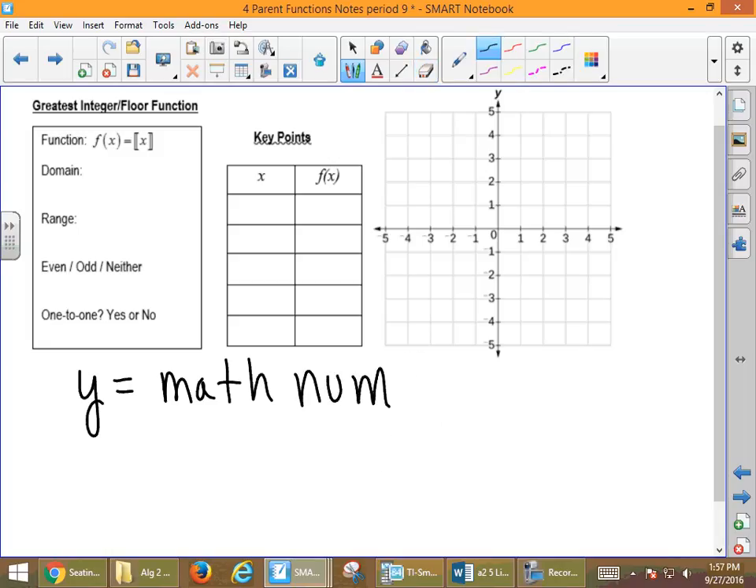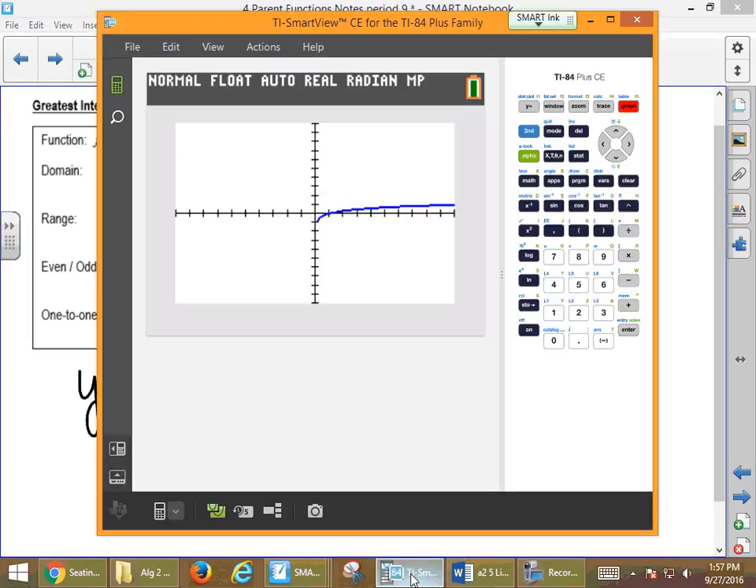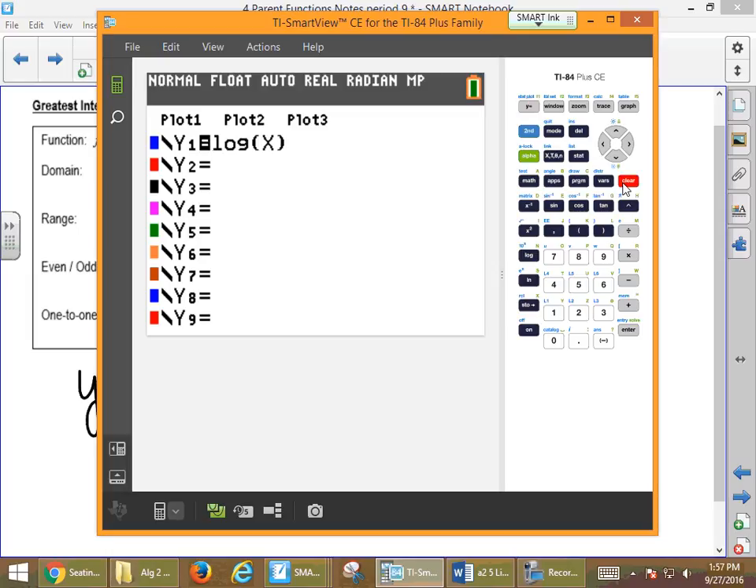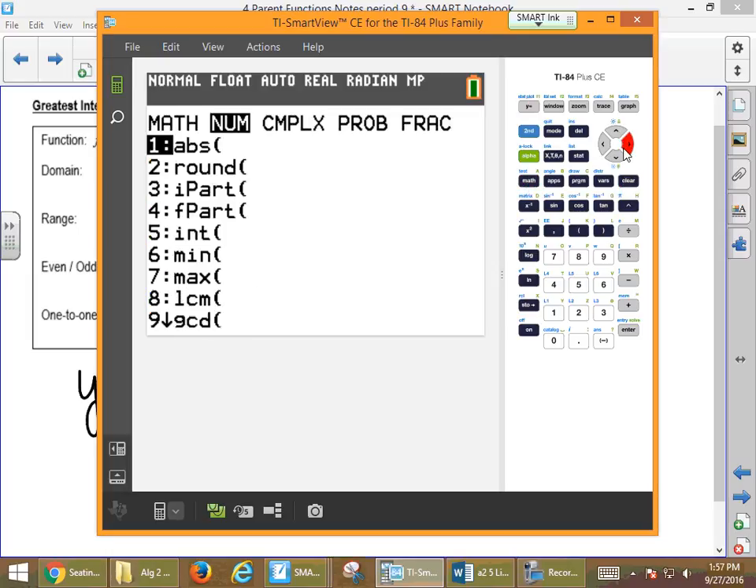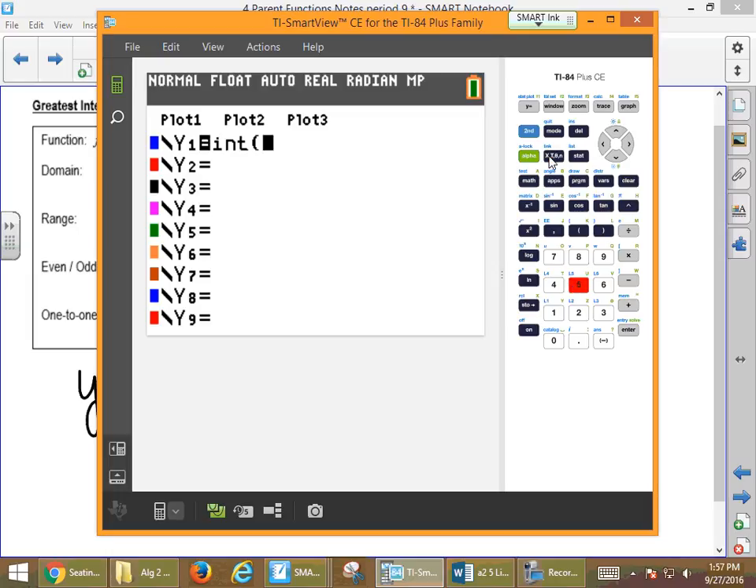There's another function on there, and I need to look at it again. All of a sudden I can't remember, but we're going to go to y equals. Let's clear that out. And then we're going to go to math and num. And it's going to be integer, number 5. int, number 5. And we're going to be graphing the greatest integer function here.